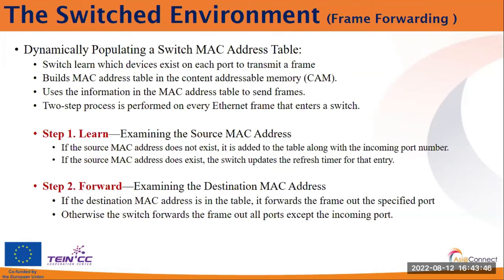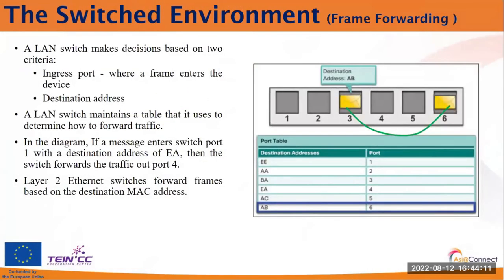Examining the destination MAC address. If the destination MAC address is a unicast address, the switch will look for a match between the destination MAC address of the frame and the entry of the MAC address table. So if the destination address is in the table, it forwards the frame out of the specific port. That means this situation, right?